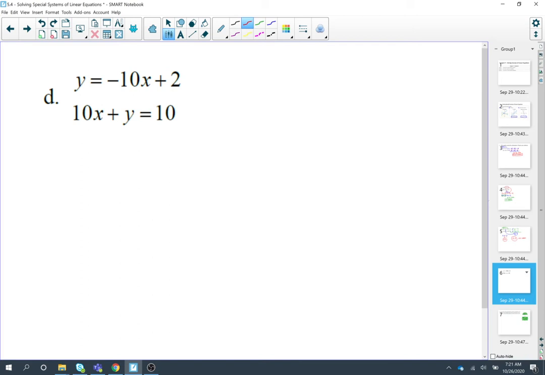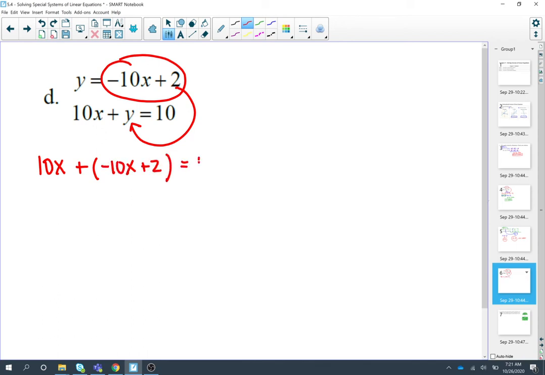Letter D. This one, once again, I know it says elimination, but this is not set up for elimination. This is actually set up for substitution. So this is y equals negative 10x plus 2. So I'm going to take this and substitute it in for y. So I'm going to have 10x plus negative 10x plus 2 equals 10. That's going to be 10x minus 10x plus 2. I'm essentially just dropping the parentheses here and letting that plus negative take over as a minus.